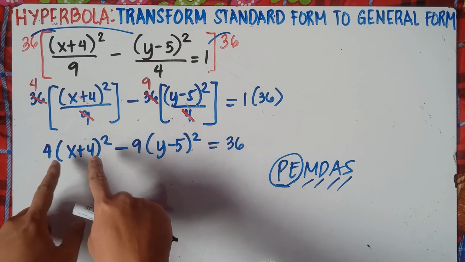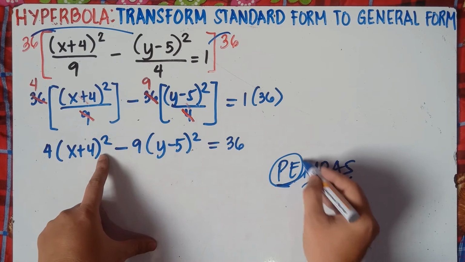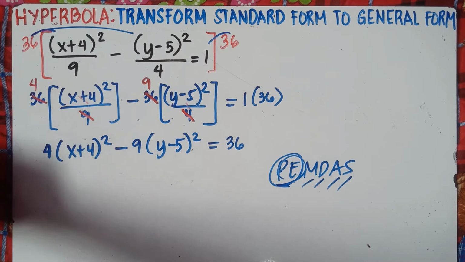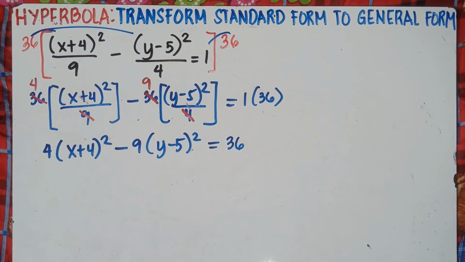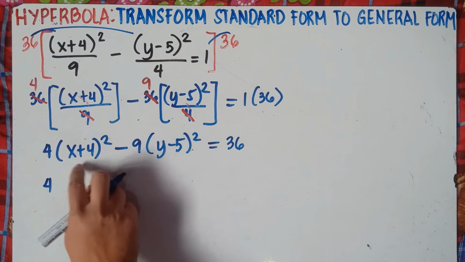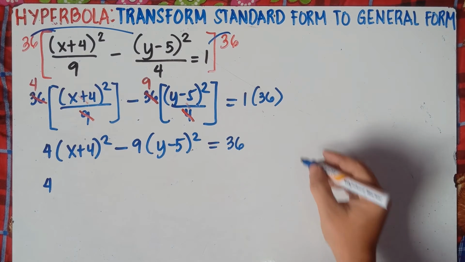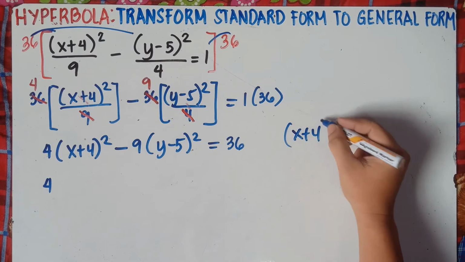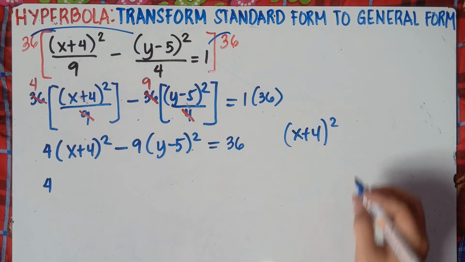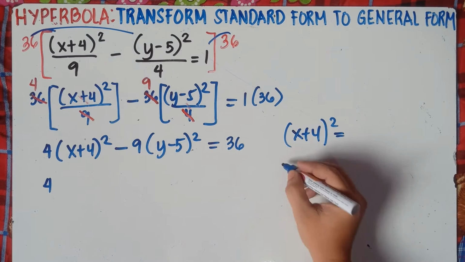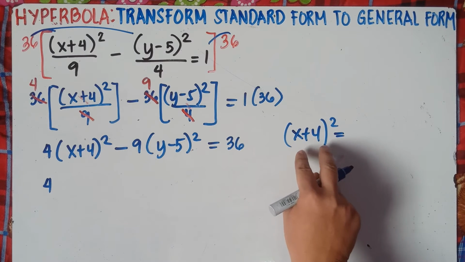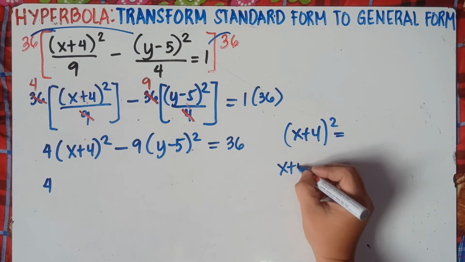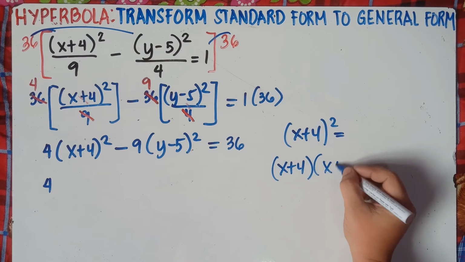It should be parentheses, exponent. Follow PEMDAS, class. Alright, so let's simplify. Copy 4, then simplify this one, the quantity x plus 4 squared. It means you multiply this expression by itself, so x plus 4 times x plus 4.